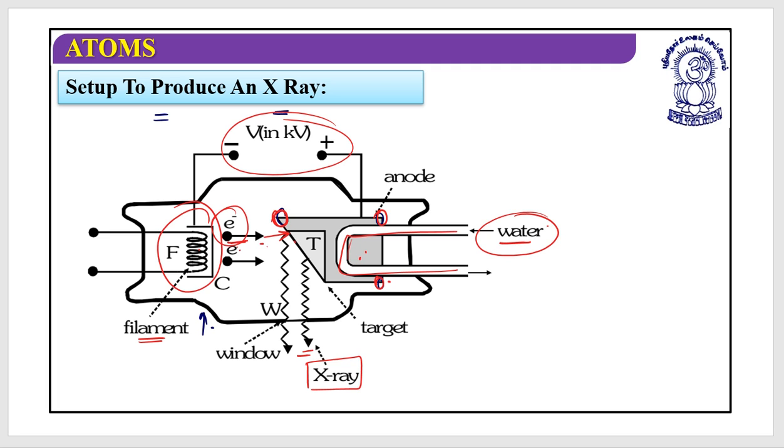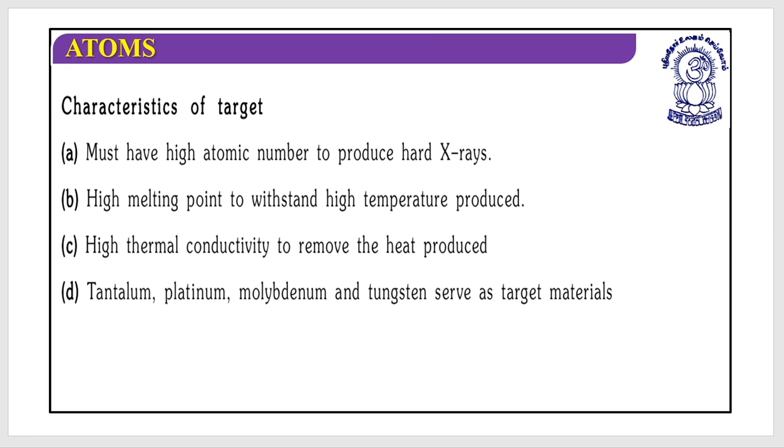Now let's check what the characteristics of that target material are, because it is not possible to set up just any material here and have it produce an X-ray. There are special kinds of materials which should possess certain specific properties so that they can produce X-rays. Let's look at the characteristics of the target. The target must have a high atomic number to produce hard X-rays.